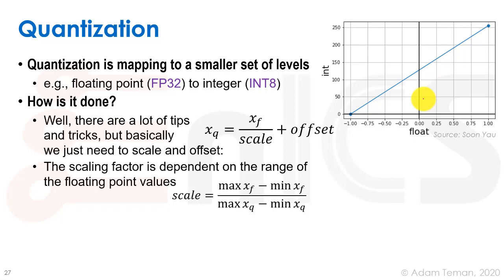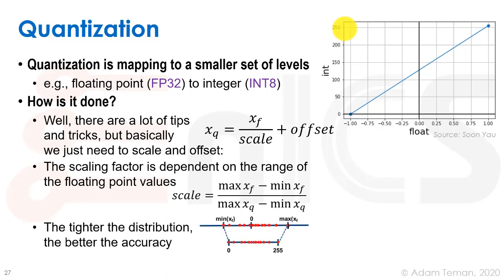The scaling factor is basically the slope of this, so it's the maximum of the floating point minus the minimum of the floating point, divided by the maximum of the quantized level minus the minimum of the quantized level. And while the maximum and minimum of the quantized level is in a way given, that's not true for the floating point level. For the floating point level, we have to look at our data set, and it might be very large. And the farther out we take this minimum and maximum, the more shallow the slope is going to be, which means that each integer level is going to be representing a lot more numbers in the floating point space.